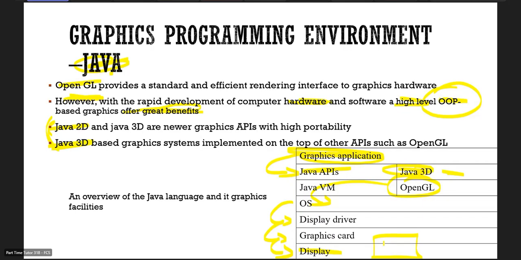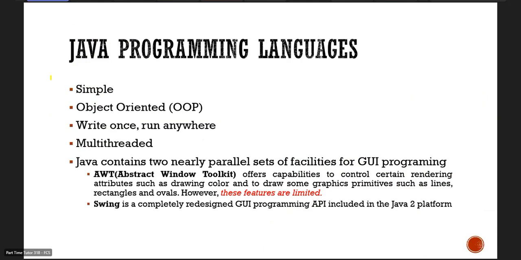Now, in this course, we will see how to make graphics by using Java. So what are the advantages of using Java? Java is simple, it is object-oriented. Write once, run anywhere, so here we are talking about portability. And then we have multithreading, so we can divide the task into different threads.